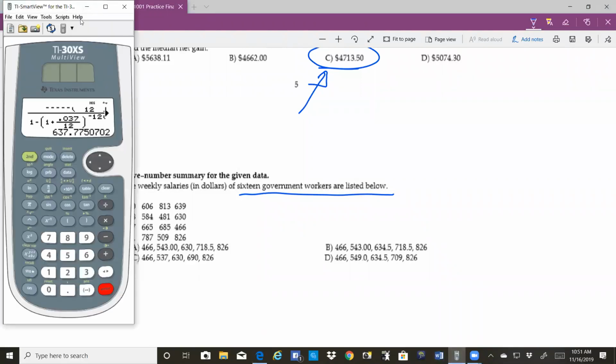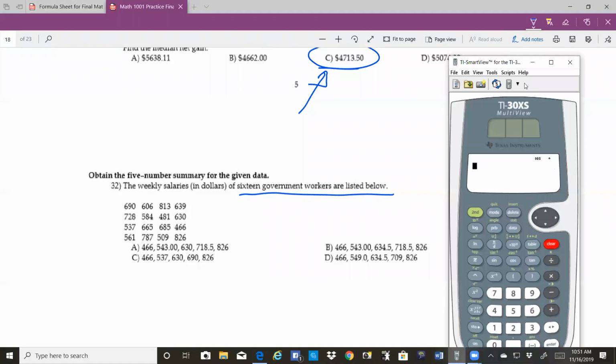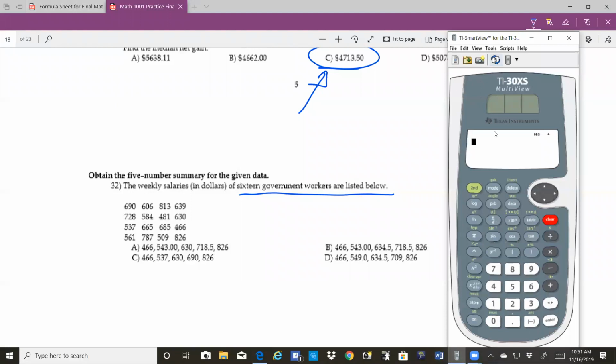So if you have this calculator, we're going to clear it off, and we're going to enter the data. And here again, you've got to be very careful to enter the data. You hit data, and I'm going to hit data again, and I'm going to clear L1. And now I'm going to start entering the data.